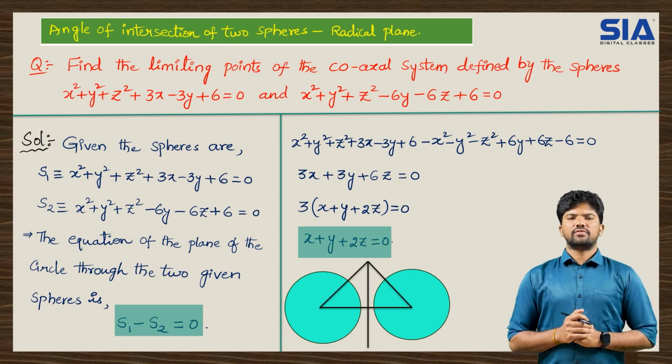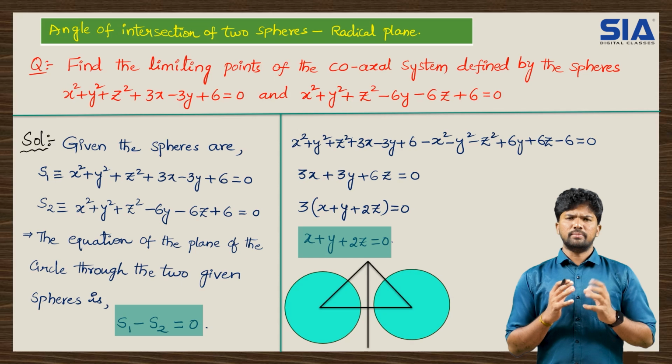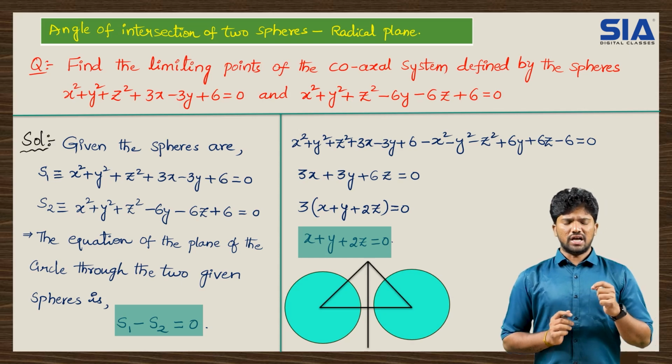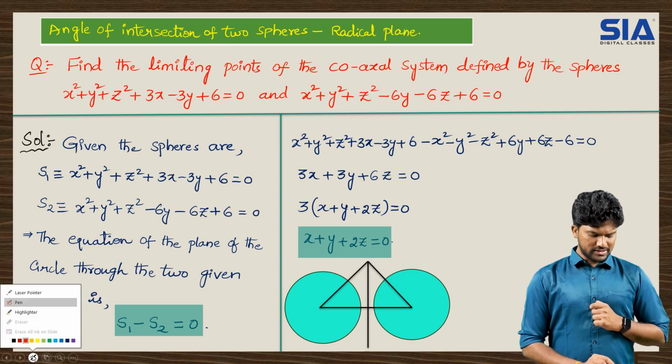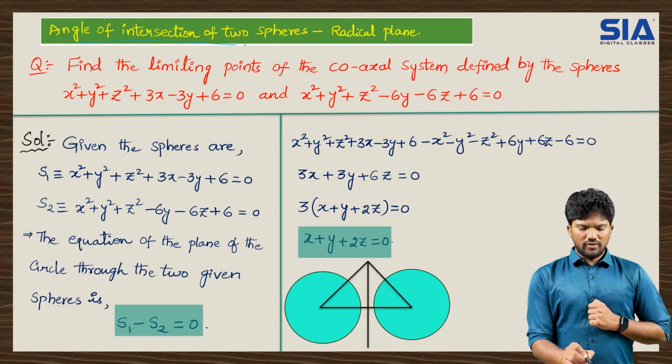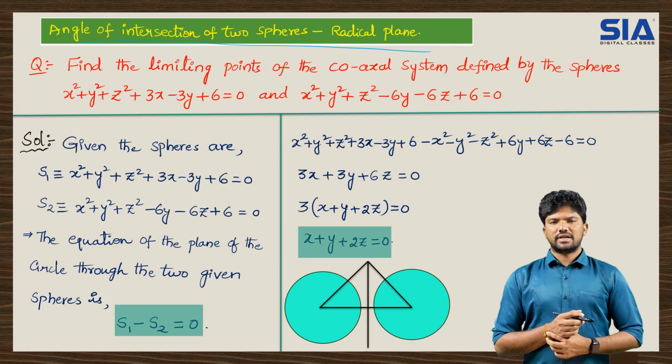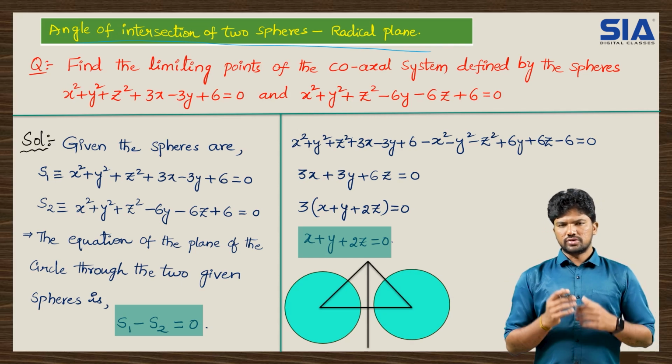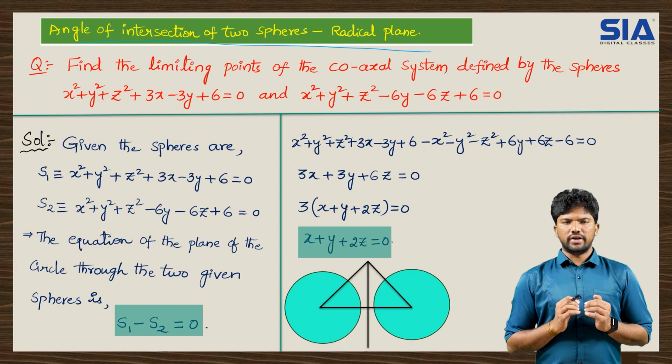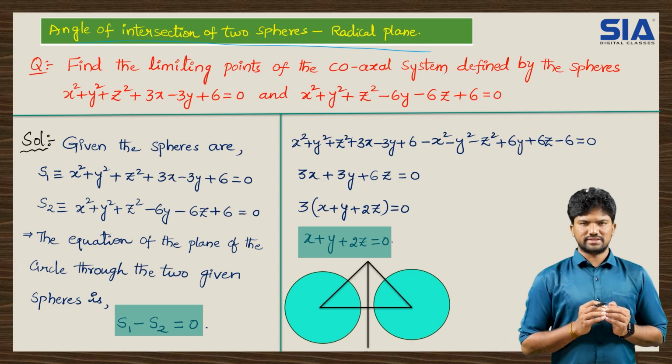So in this lecture, we are going to discuss one of the important topics from this unit 1, the last topic of this unit 1. So listen carefully, very important one. Angle of intersection of two spheres, radical plane. Under this concept, now we are going to find the limiting points of the coaxial system.